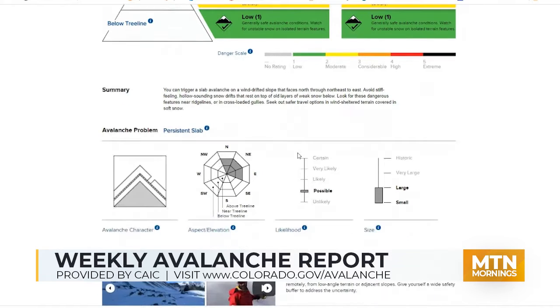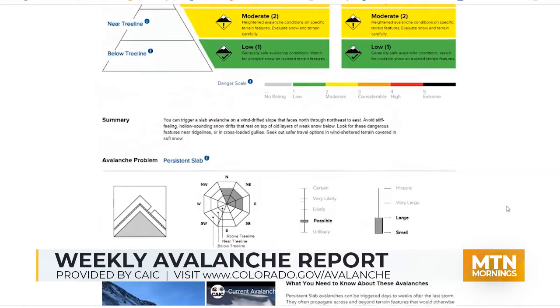And so here you can see below that, we tell you the kind of avalanche you're likely to trigger if you go out into the backcountry, where you're most likely to find it. This is an avalanche problem distribution rose. And then the likelihood of triggering it, and if you do, the size. And so that's where we're sitting at right now.